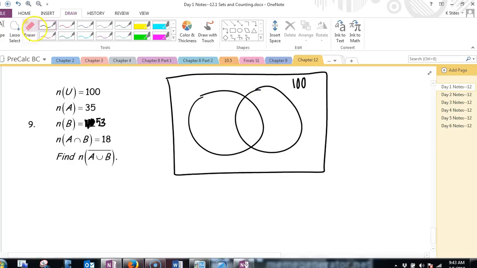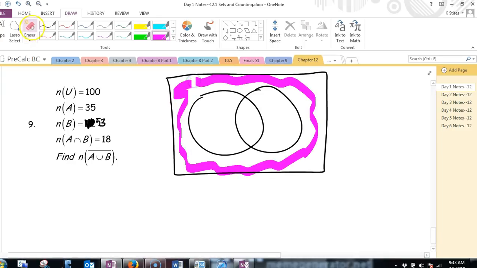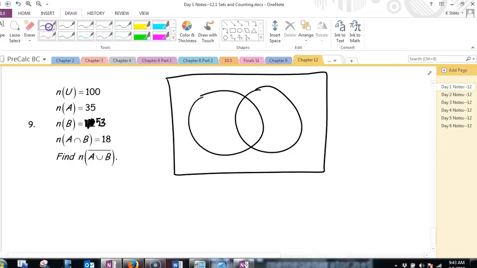And just to be clear, this 100 doesn't just mean the outside part. So maybe we want to put that 100 like everything. The whole rectangle is 100. That's how I'm trying to represent that.